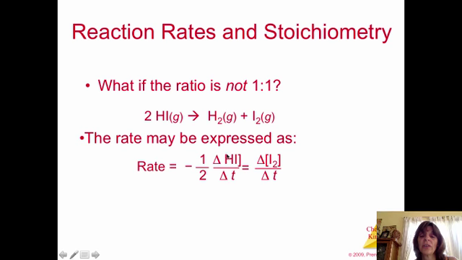So your change in concentration of HI, there you go. Change in HI over change in time will be 1/2 the rate of the iodine's appearance, because you need 2 HIs for every 1 H. So if you divide this rate of disappearance by half, that should equal the rate of appearance of both iodine and hydrogen. So you take the coefficient and you divide your rate by that coefficient so that the other ones equal the same rate.